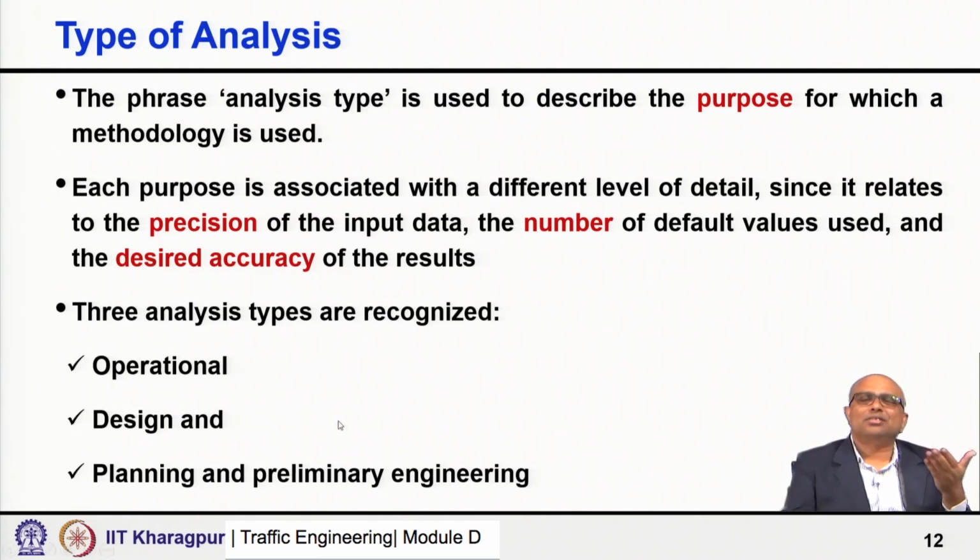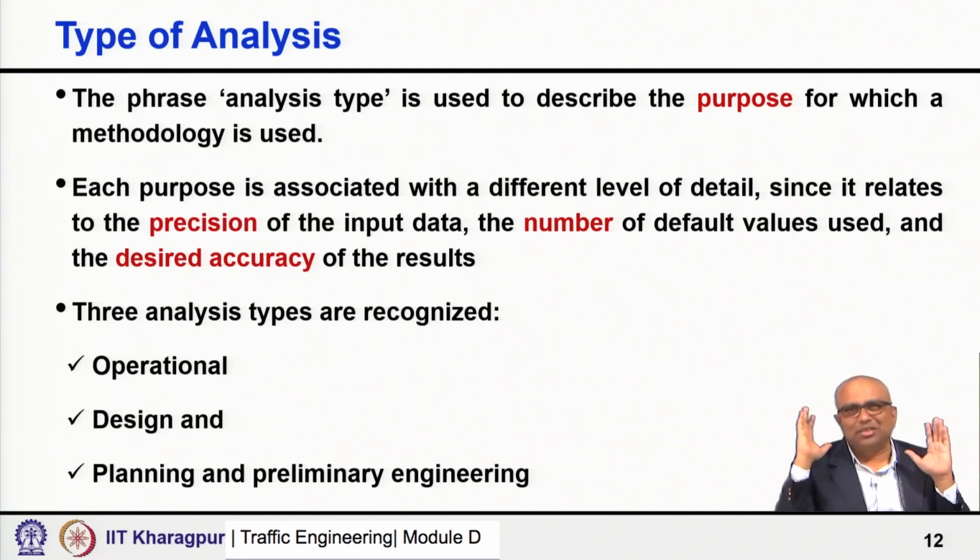There are three analysis types recognized: operational, the most detailed one obviously, where practically everything you want to collect from the field, then design level analysis, and planning and preliminary engineering level analysis. When it is planning and preliminary engineering, many things are not even known. We may have certain forecasts, certain specifications, certain ideas. So, many things we can assume and do a simpler analysis, because my purpose is planning and preliminary engineering level analysis.